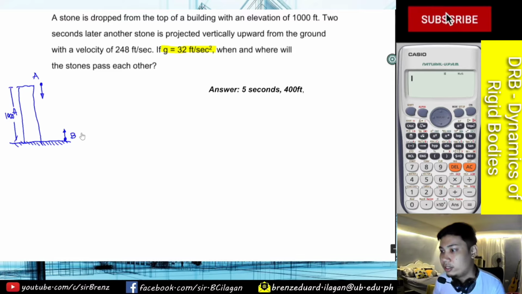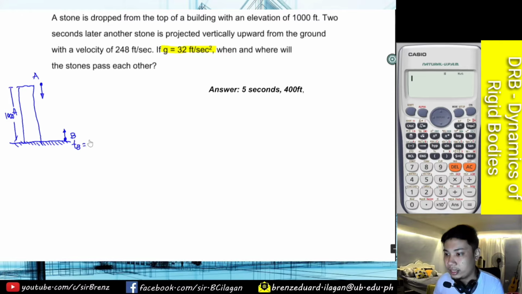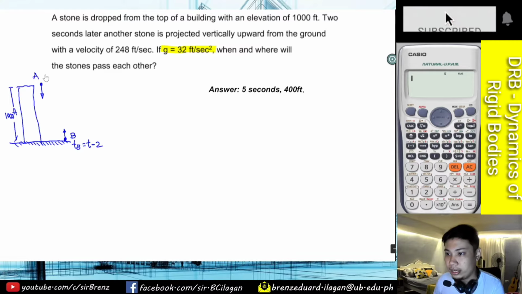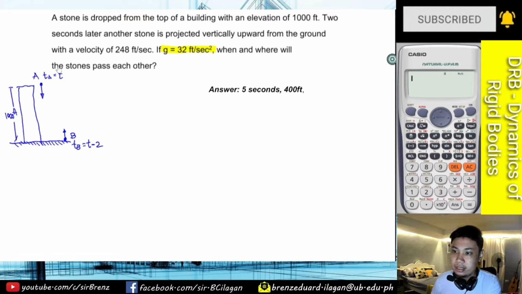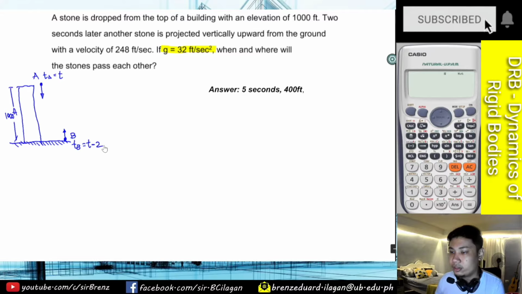So the time here, doesn't this look like the problem we had before for rectilinear translation? So time B here, since that happened 2 seconds later, let's denote it as t minus 2. And time A, let's denote it as t. Again, 2 seconds later. So I explained the concept. Time A should be greater since it started 2 seconds earlier, so that's why we used t minus 2.